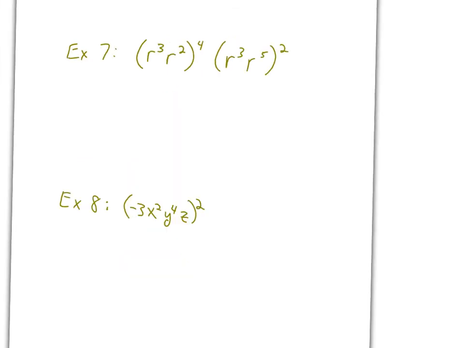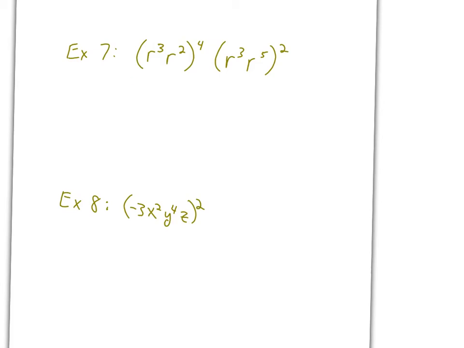Example 7, just a whole lot of r's. I've got lots of properties going on here. I could put these together first, and that would be product of powers with equal bases, and then I could do power of a power. That's probably actually just simplify it by using just those two properties would work out. There's different ways you could do this.